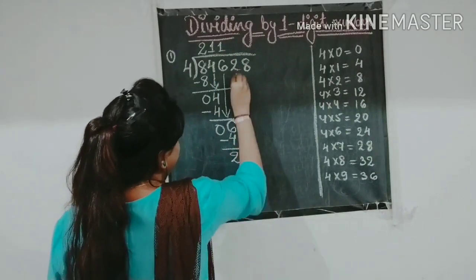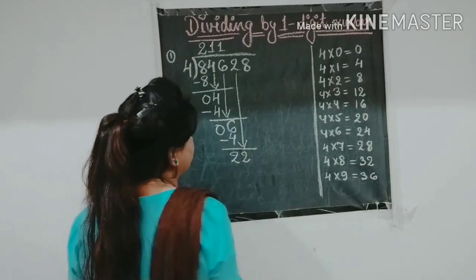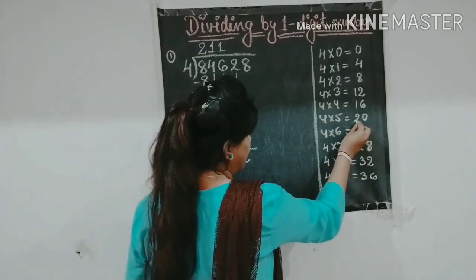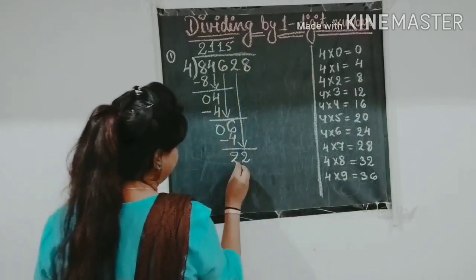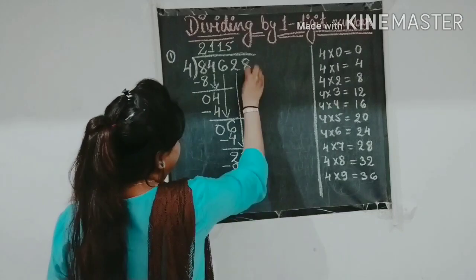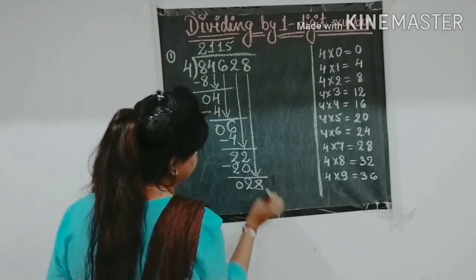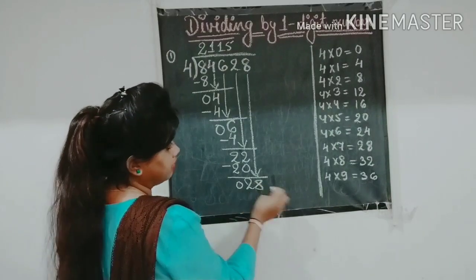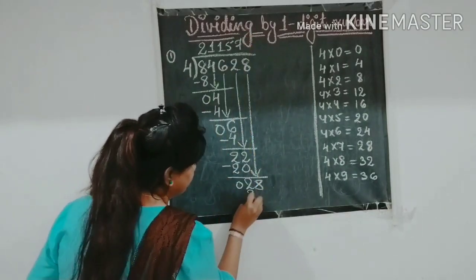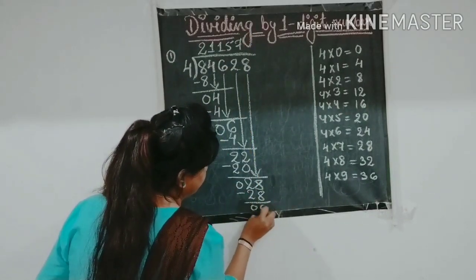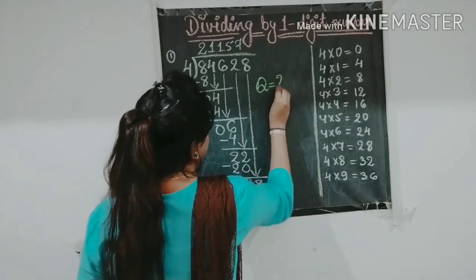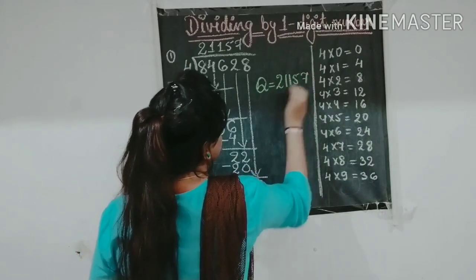You will get 2 and the next number is 2. Now find out the number which is nearest to 22. We have 4 5s are 20. So we write here 5 and here 20 and subtract it. You will get again 2 remainder and 8 will come down. Now in 4's table 7 times 4 comes 28. So we will write here 7 and here 28 and subtract.